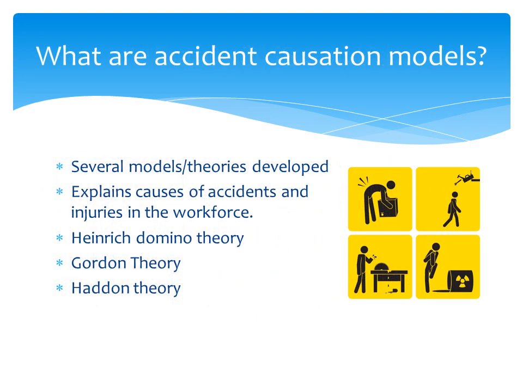So that was a brief introduction into occupational health and safety. Now we're going to move on into talking about accident causation models, but let's first start by defining what accident causation models are. There have been several models and theories that have been developed over time to explain the causes of accidents or injuries in the workforce. And there are several theories and models, but for the purpose of today's presentation, we will focus on 3 models. The models which I've chosen are the Heinrich domino theory, the Gordon theory and the Haddon theory.